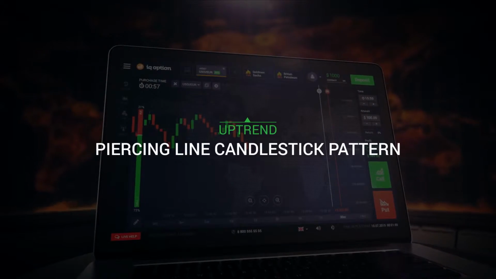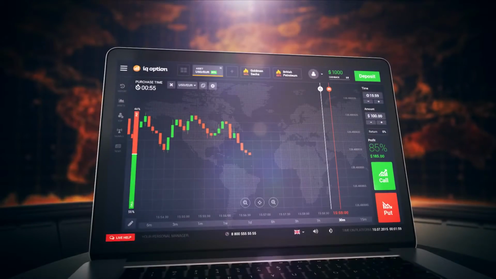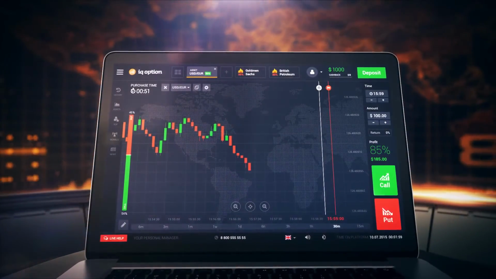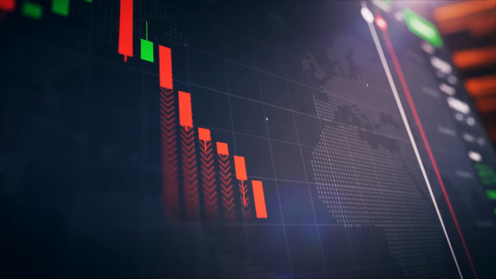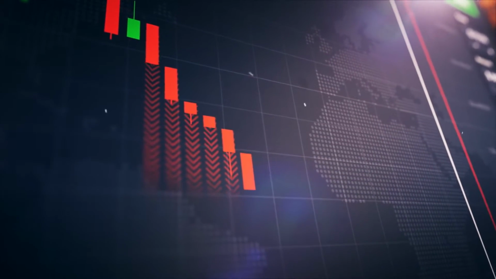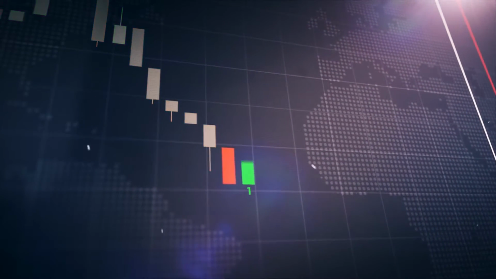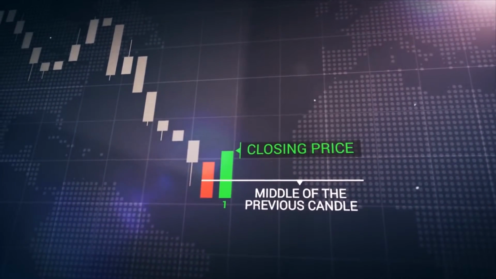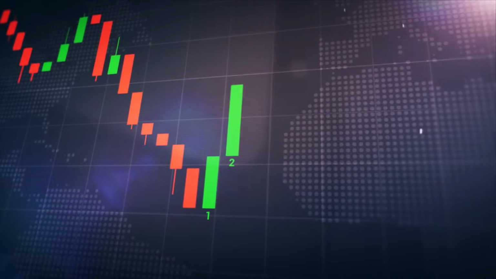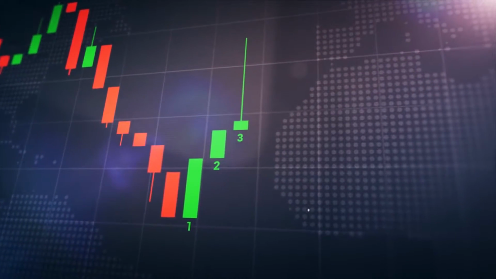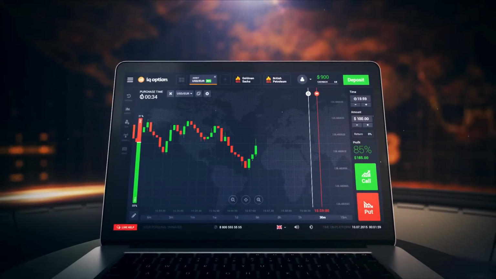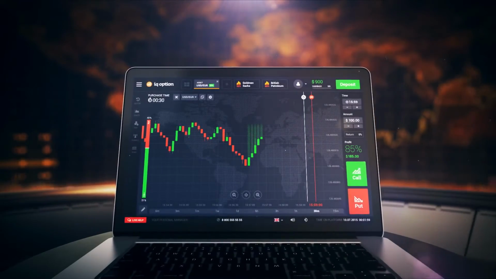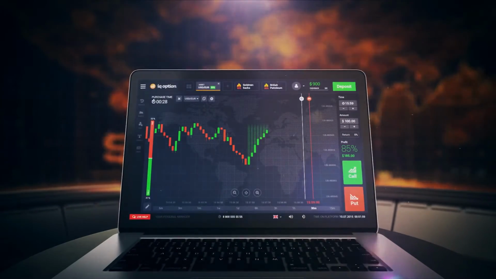Piercing line candlestick pattern. This graphical pattern is used by traders to identify a possible reversal of the downtrend. After a series of several consecutive descending candlesticks in a row, an ascending candlestick closes above the middle of the body of the previous descending candlestick. After this candlestick, 2 more ascending candlesticks should follow. Many traders see the opening point of the third ascending candlestick as a signal of a possible reversal in the downtrend.